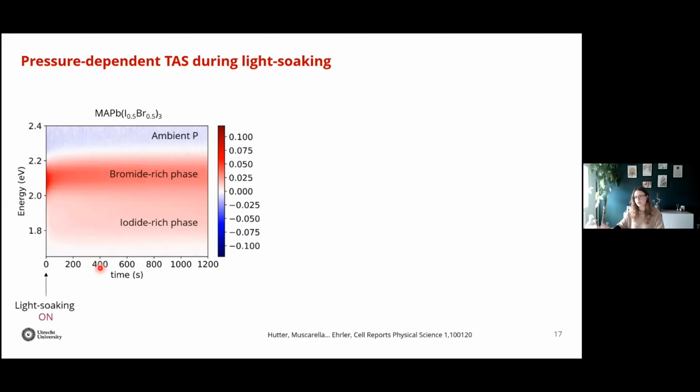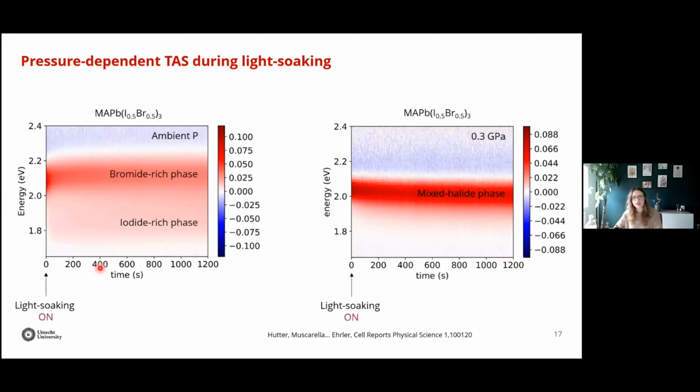Then we moved to another spot and we increased the pressure and we did the same experiment. And what you see here is that actually when you go to 0.3 gigapascal, the picture of your system is completely different. So you have only one peak, which corresponds to the mixed-halide phase, and you have more or less suppressed all the phase segregation. It's not fully suppressed because you still see that there is some broadening of this peak, which indicates that still some phase segregation is happening. But clearly the effect of compression is evident between the two, if you compare the two.